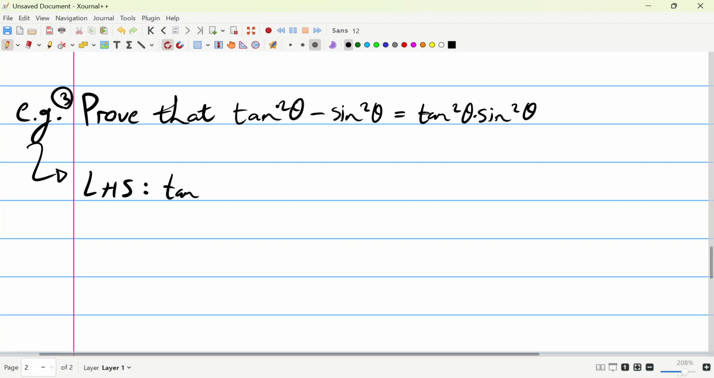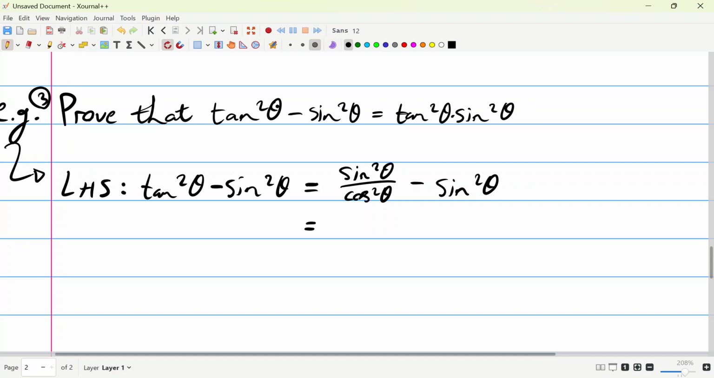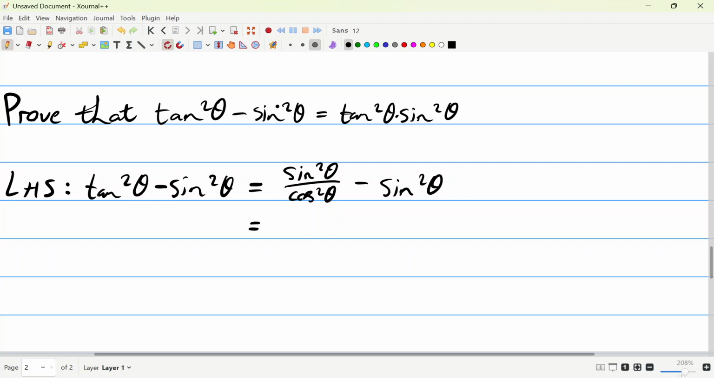We know here that tan squared theta minus sine squared theta is the same as sine squared theta over cos squared theta, minus sine squared theta, okay? And then from here, we can just rationalize, right? Because usually we want, in this case, to have it in one expression. We can see there's two terms, and this is one term. So we want to put it into one term, okay? And see what happens. So let's rationalize this.